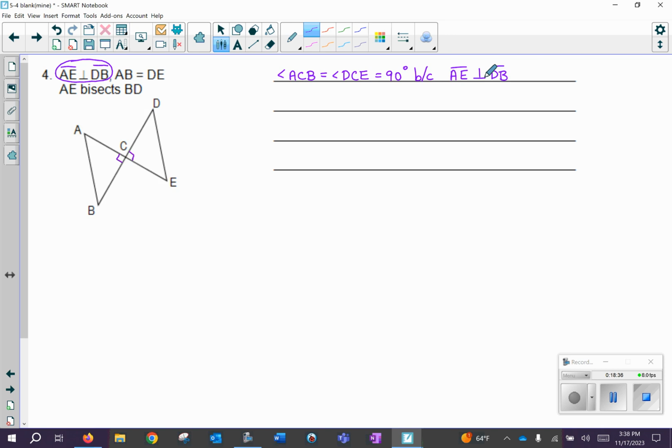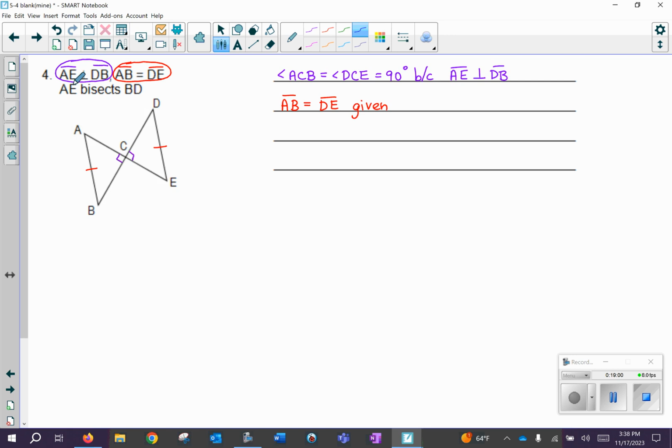Okay, there we go. Next piece of information. Ooh, I love it. It's a gimme, right? It's a give me gift. Mark it first. AB equals DE. Make the statement. Segment AB equals segment DE. What's our reason when there's an equal sign? Just given. Simple as that.